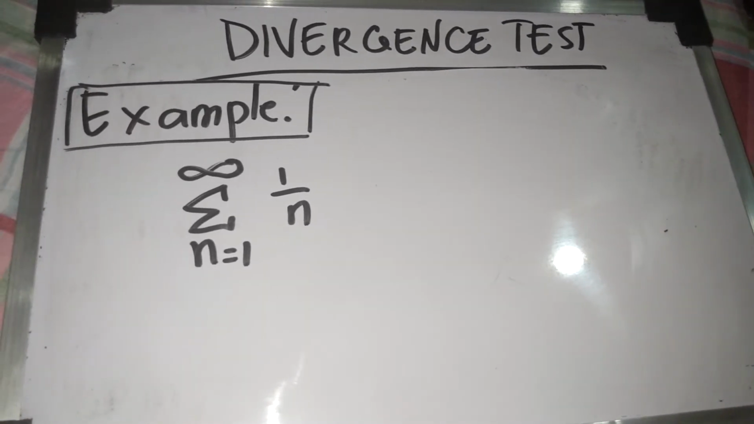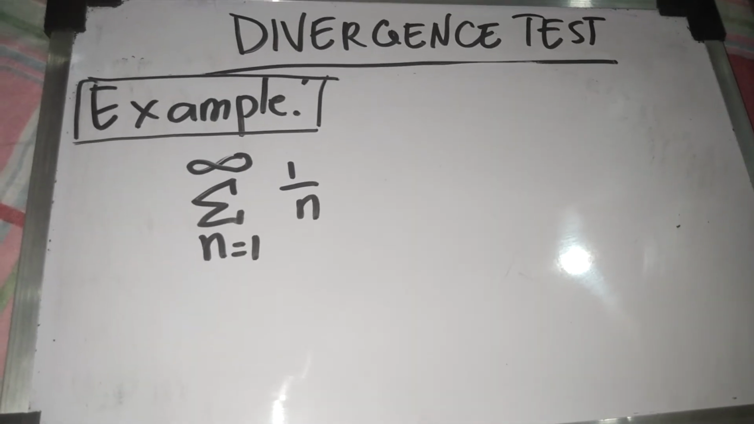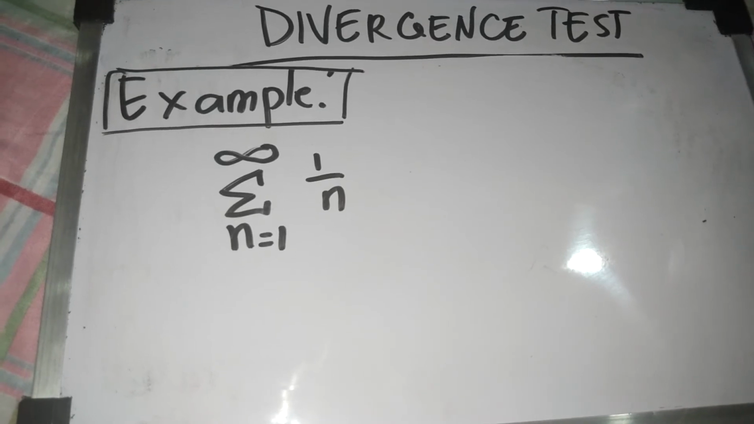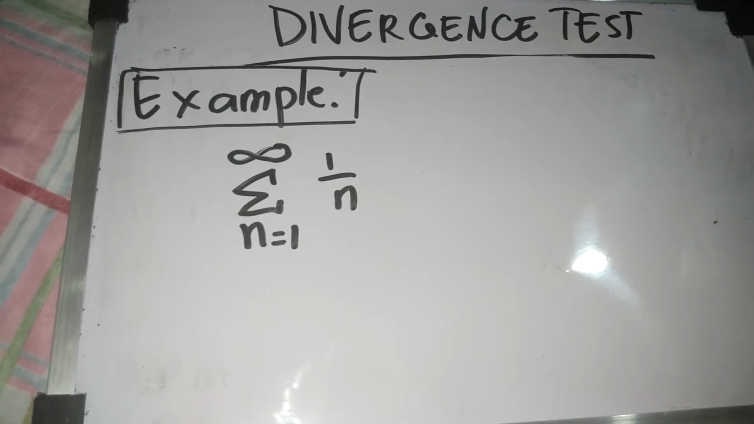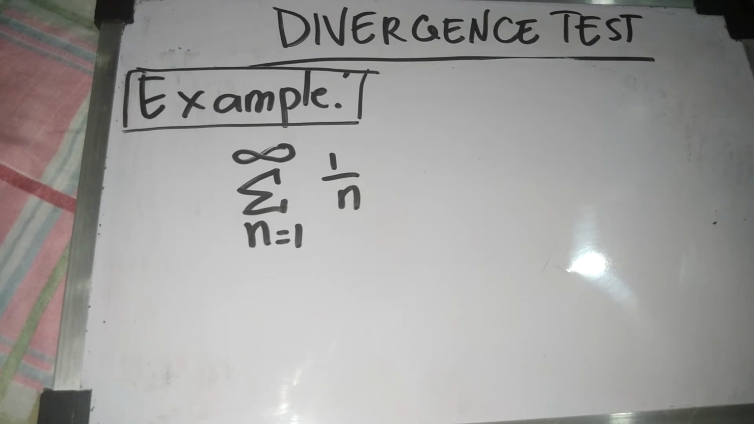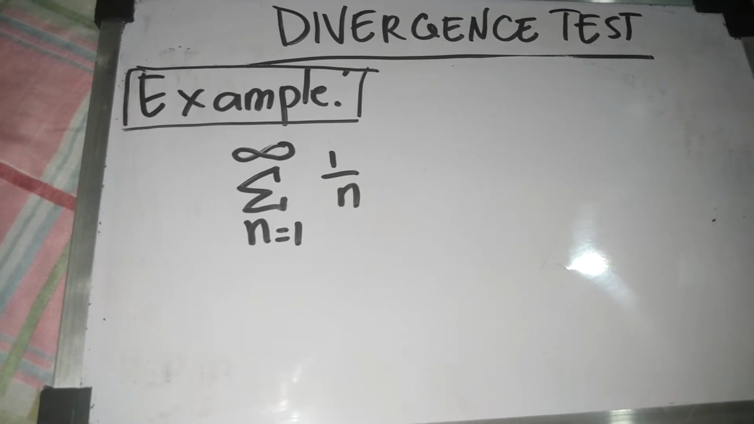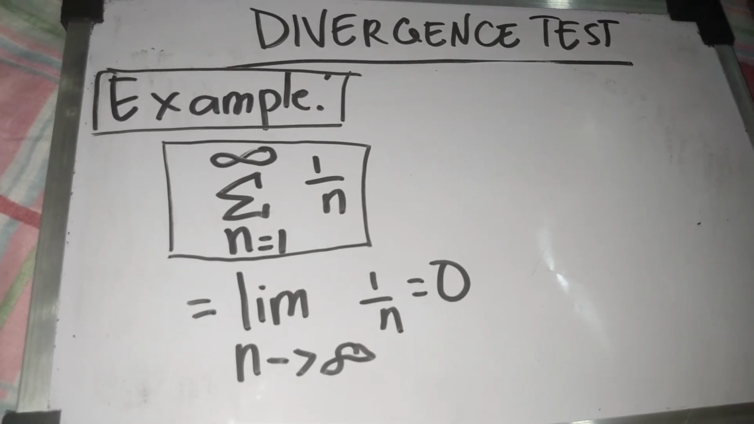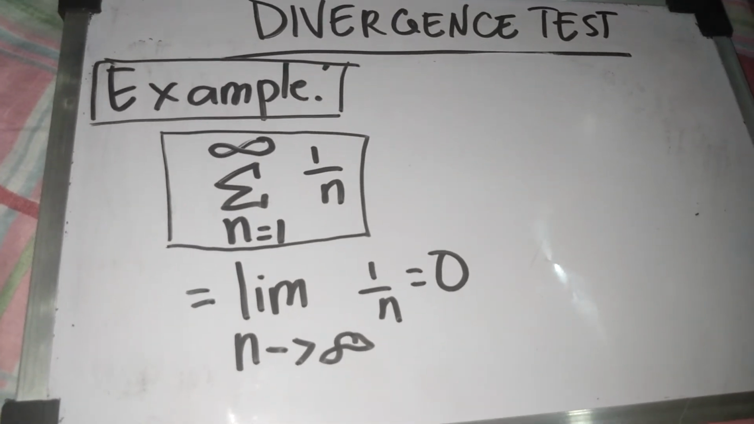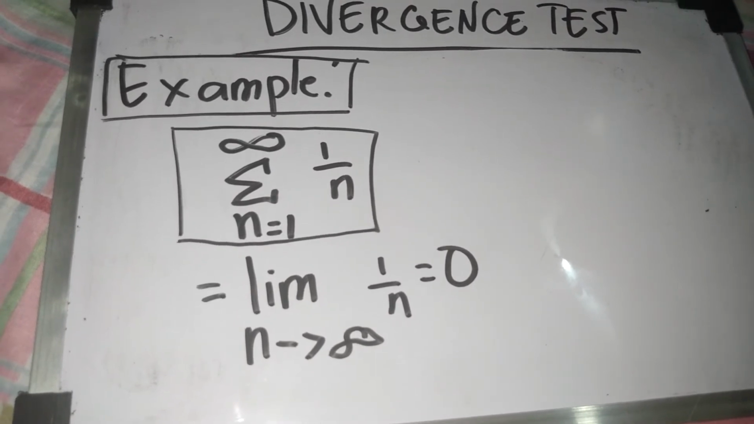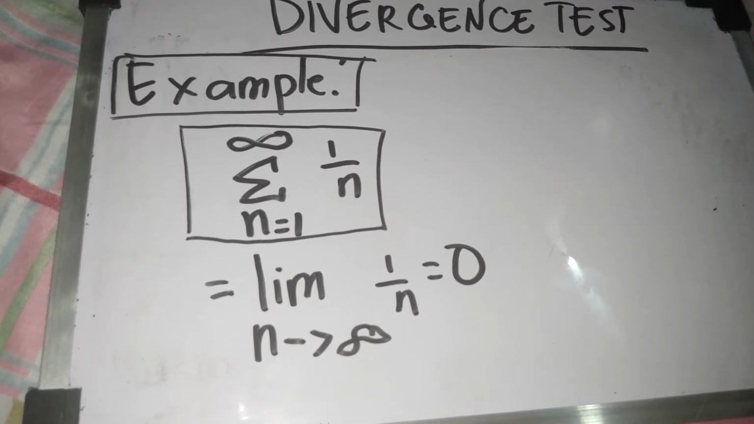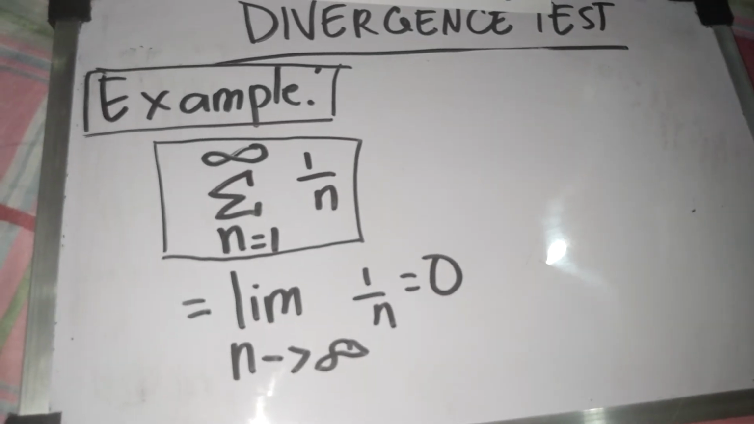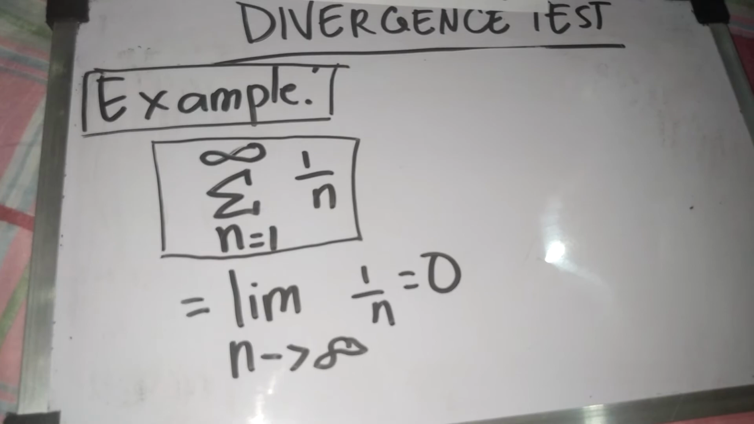Now, let's try another example. We have a series with the sequence 1 over n. Will it converge or diverge? Let's start with the divergence test. What is the limit as n approaches infinity of a sub n, which is 1 over n? We know that's just going to be 0. So because this is equal to 0, this series may converge or it may diverge.